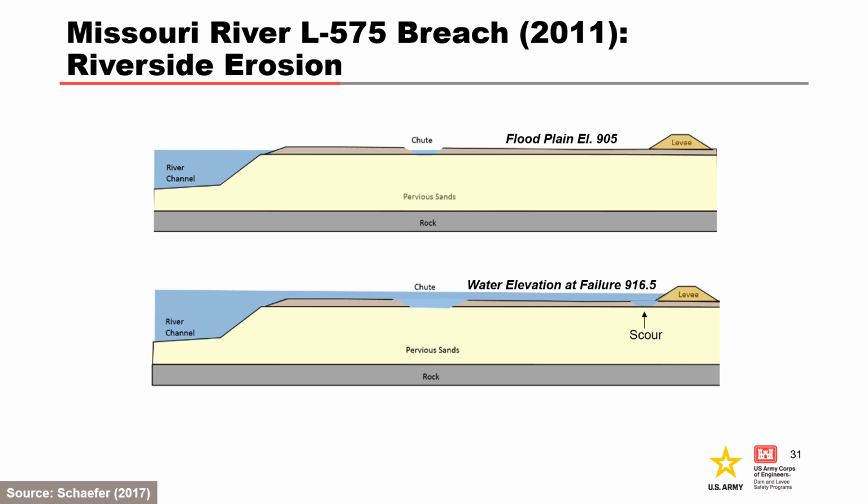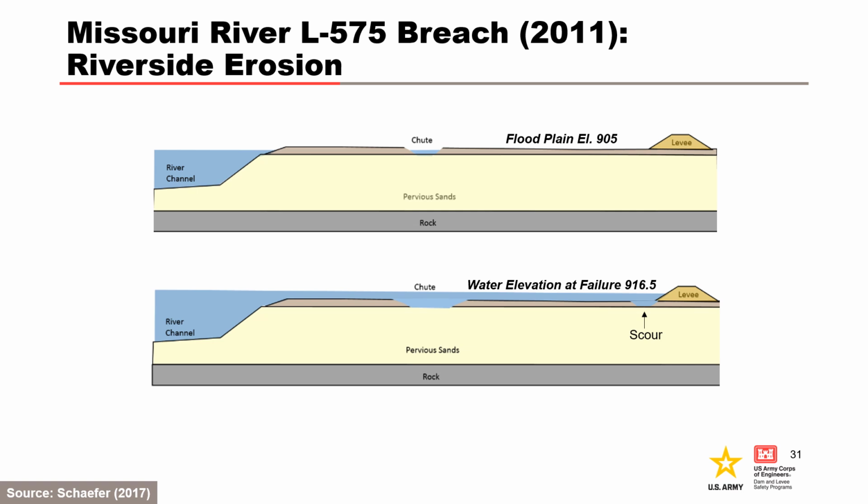This slide presents cross-sections of the L575 levee, showing how scour can affect the seepage path length. In the top figure, the seepage path length is from the river channel to the landside toe of the levee, or possibly from an intermediate chute if it penetrates the top stratum. In the bottom figure, scour has occurred in the chute, and a scour hole has developed adjacent to the levee due to the flow concentration shown on the previous slide.